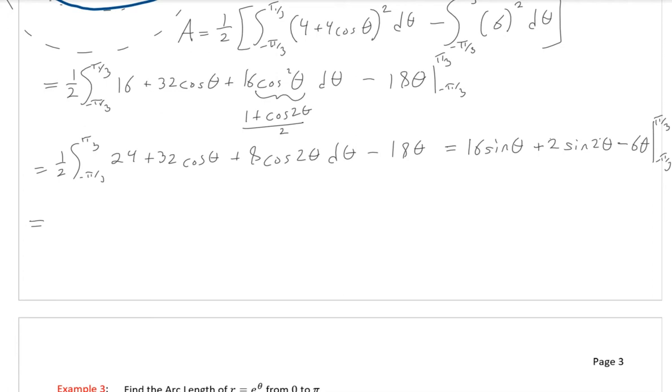We don't have the outside, so just plug in pi thirds. We get 16 sine of pi thirds. Sine of pi thirds is root 3 over 2, so that's 16 root 3 over 2, or I guess that would be 8 root 3. Pi thirds again into sine, but that's sine of 2 times pi thirds. That's 2 pi thirds, but that's going to be the exact same thing. That's still going to give you root 3 over 2 times 2, which will just be plus root 3. We'll combine that in a bit. Minus 6 times pi over 3, which will give us 2 pi.